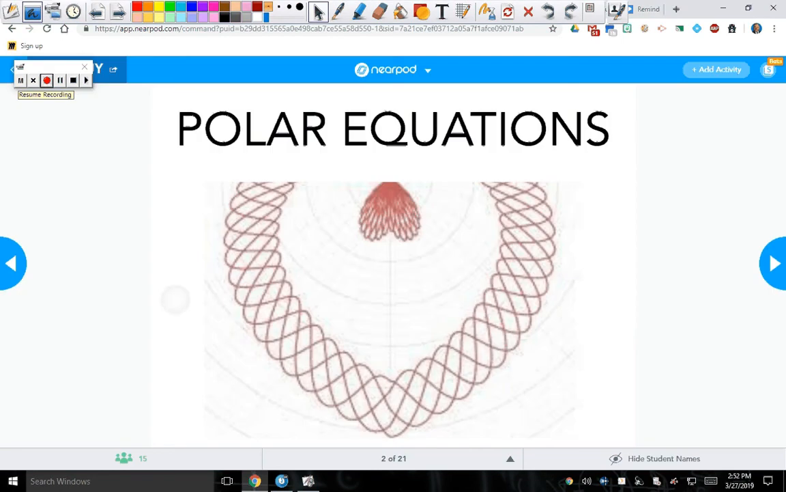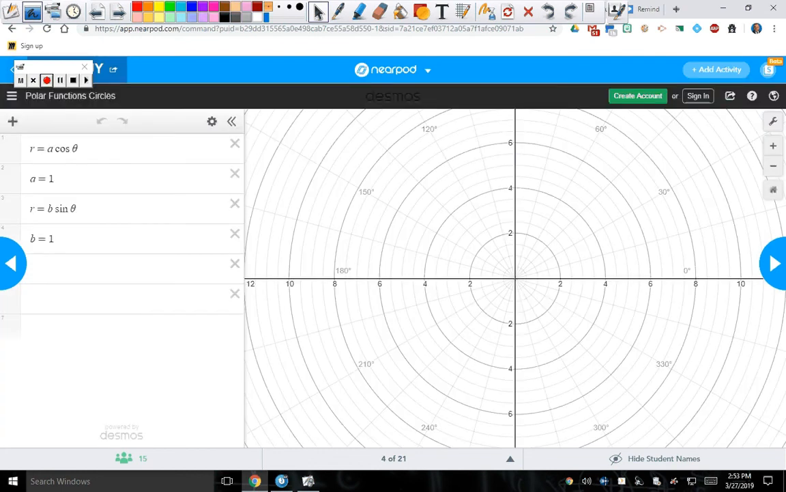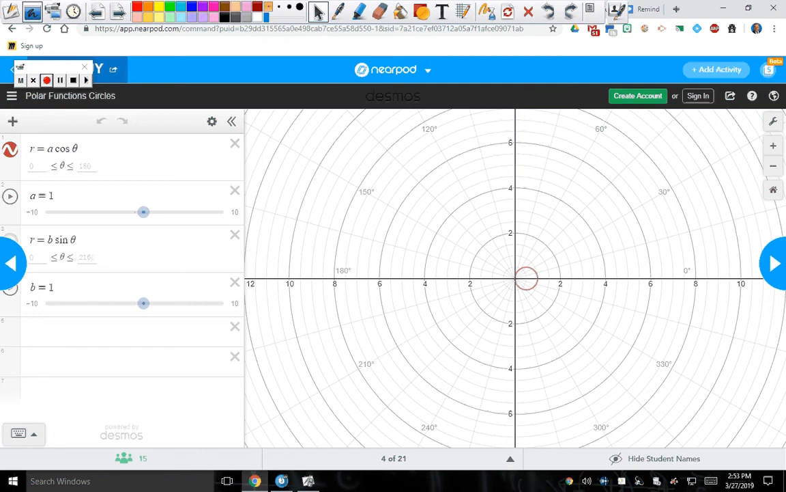All right. So here comes polar equations. And we're going to do an exploration with circles. Check it out. Your equation is A times the cosine of theta. And look, if A is 1, that's the circle. If A is 2, the circle's there. If A is, let's say, 6, the circle's there. Do you see what's going on?